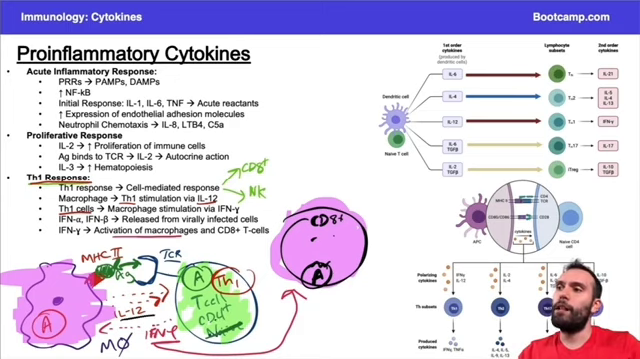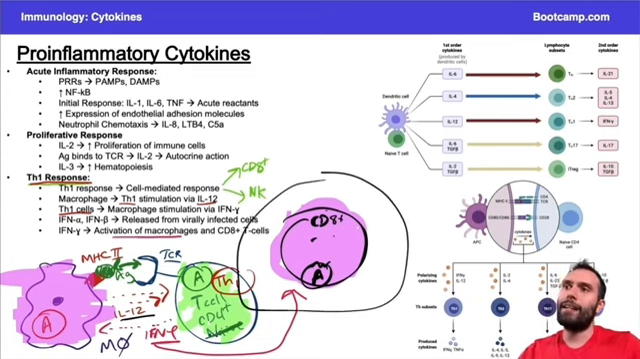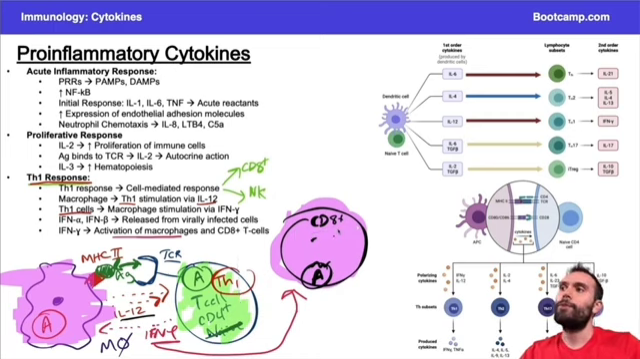This T helper 1 cell then released interferon gamma back to the macrophage, activated the macrophage, and also some of this interferon gamma could potentially reach some of these cytotoxic CD8 positive T cells to also look for this pathogen. Okay, so that's this whole process. And remember, there's also other things happening.